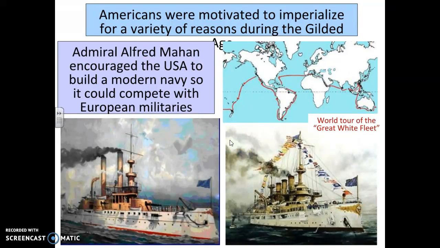They're also going to be encouraged by this man, Admiral Alfred Mahan, who encourages the U.S. to build a modern navy, what's called the Great White Fleet. He believes that any country in particular is going to be as powerful as their navy is, and you need to establish colonies across the world to establish naval bases, and that will allow you to be powerful and compete on a global scale with the other countries of the world.